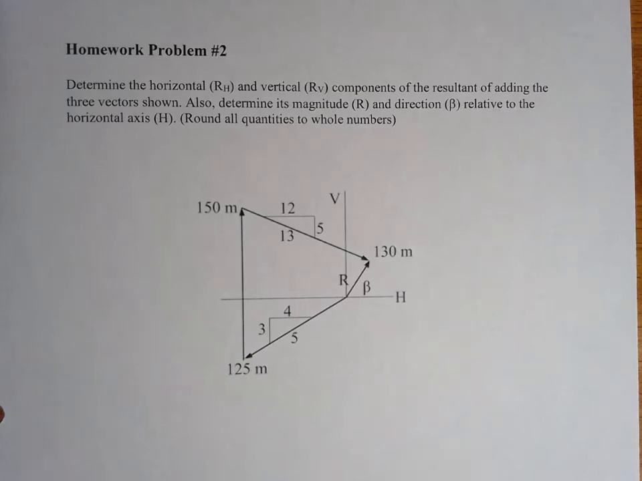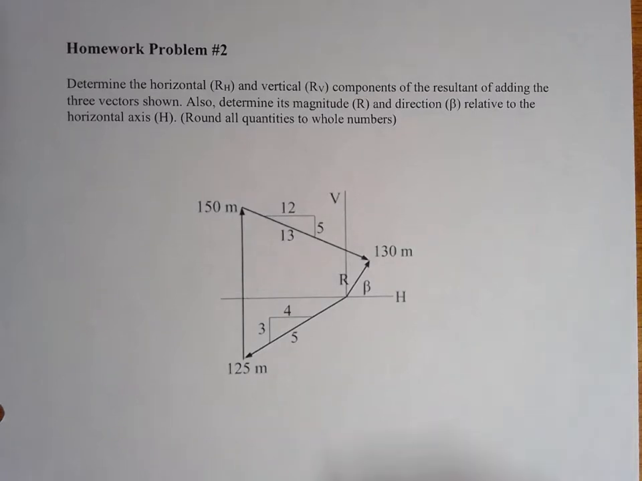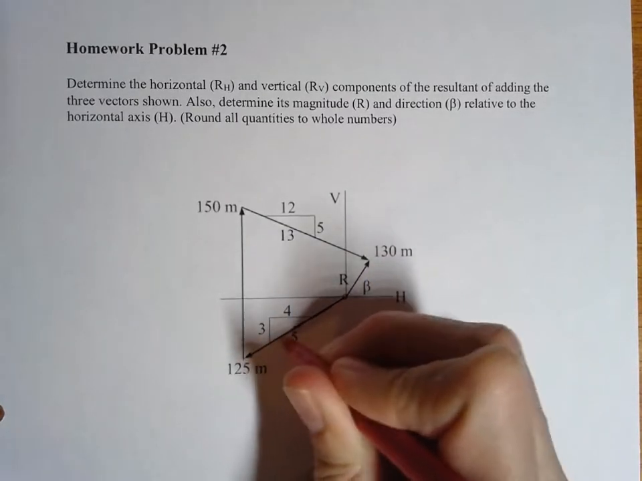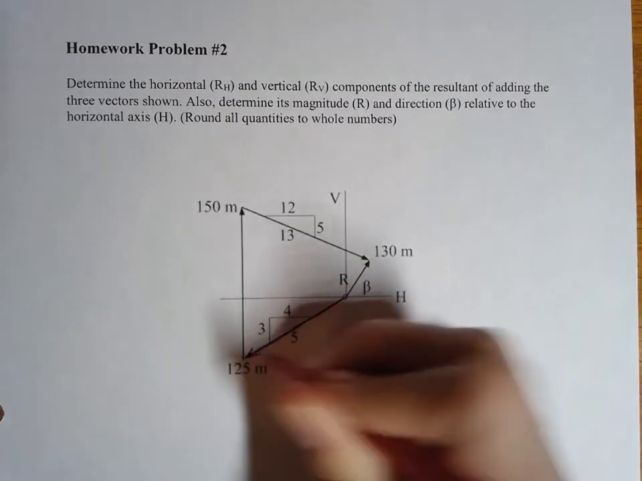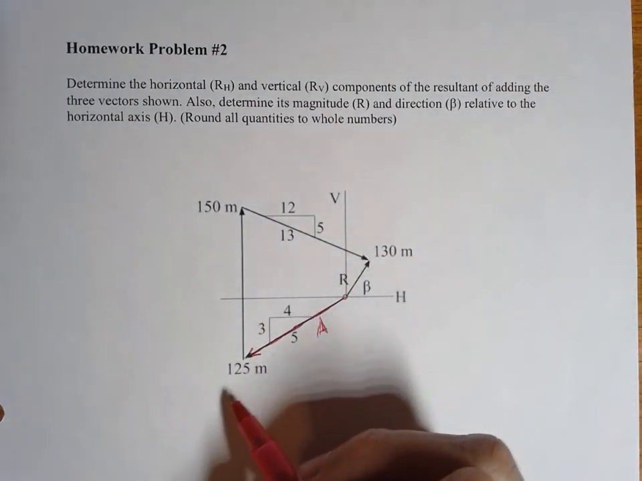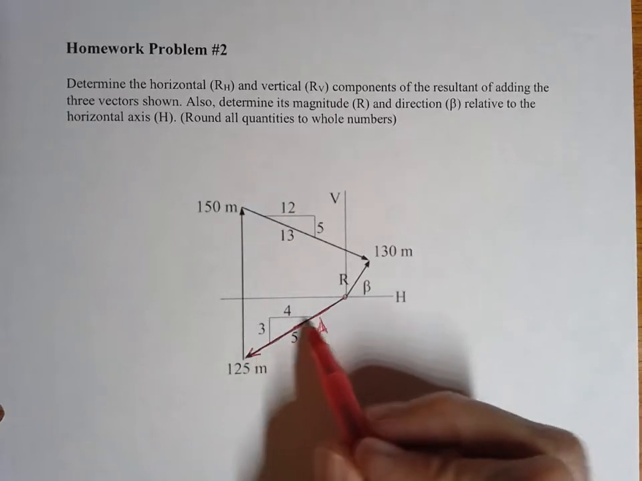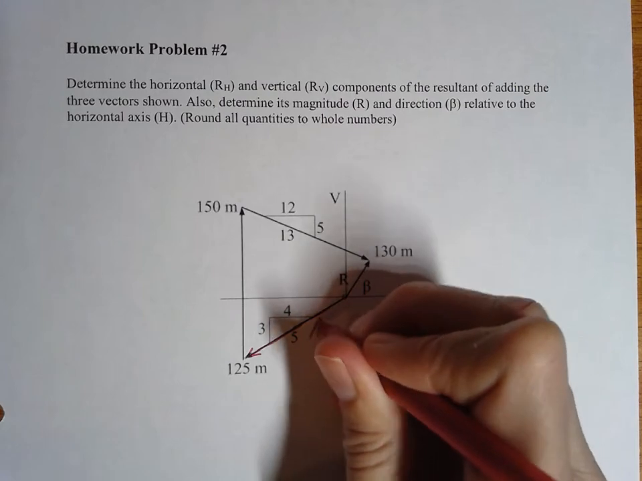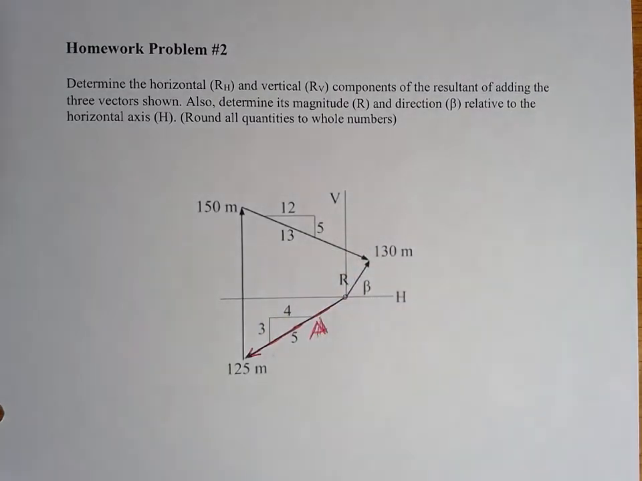Okay, for homework problem 2, I'm going to follow the same strategy that I used last time, where I label these vectors and break them into their component parts. In this case, again, I'm going to start at the origin and see where I go. I'm going down first, so I'll call that vector A. Vector A has a magnitude of 125 meters, and we've got a similar triangle situation rather than an angle measurement, but that's all right.